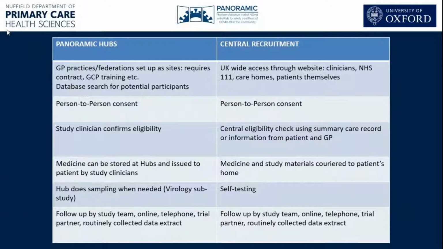Medication can be stored at hubs and issued to the patient by the study clinicians. Medication and study materials will be couriered to patients' homes for patients recruited centrally. The hub will be responsible for doing any sampling needed for the virology sub-study, whereas for centrally recruited patients, this will all be done via self-testing. All follow-up will be done by the study team, either online, by telephone, trial partner, or routinely collected data extracts.